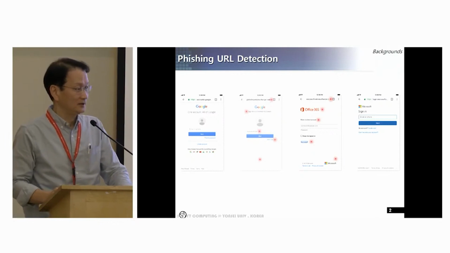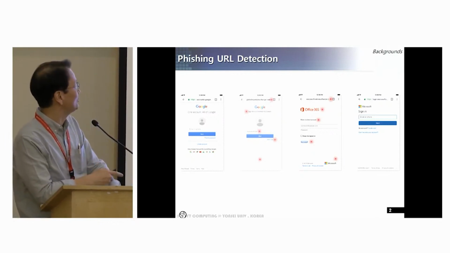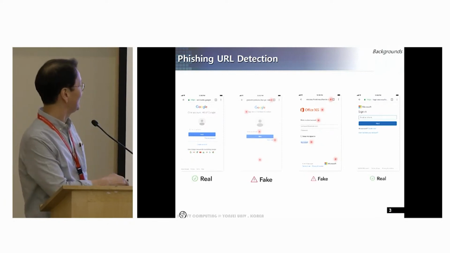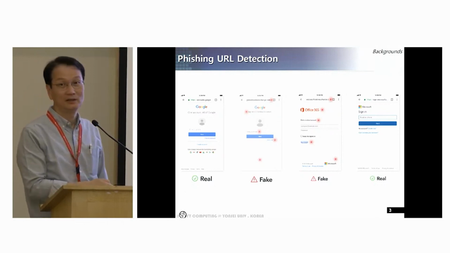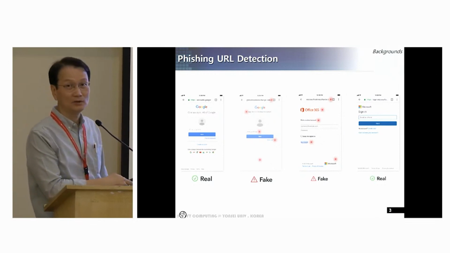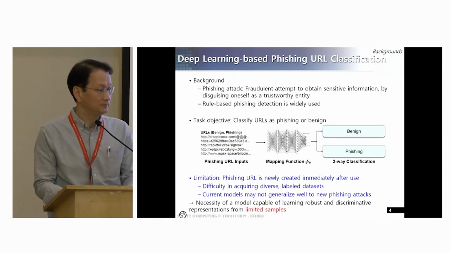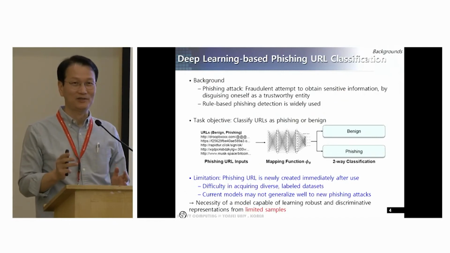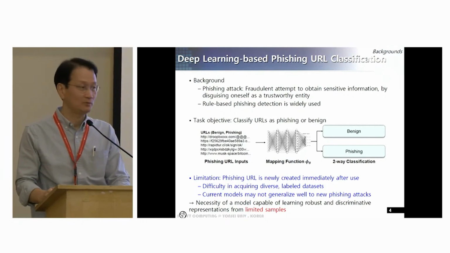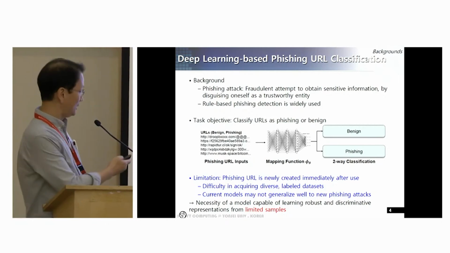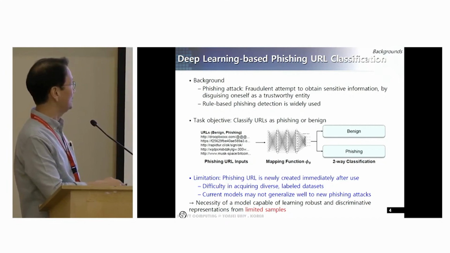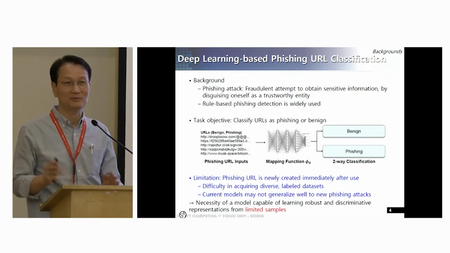So these are the URLs, right? Most of the URLs look quite similar. However, this is a real URL, and this is fake, and this is real. So our problem is to detect whether the current URL is benign or phishing. There are many approaches, and especially nowadays, deep learning is so popular. So many people try to solve this problem with deep learning. And the main idea is to classify the URL address as benign or phishing. It is the typical 2-class classification problem.